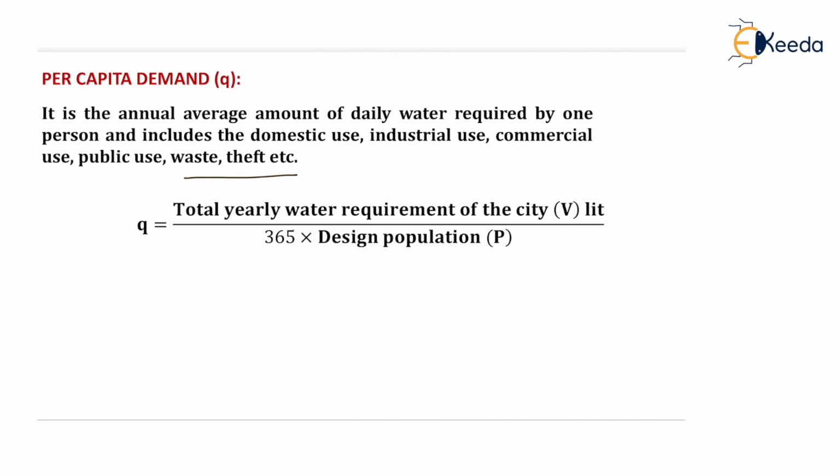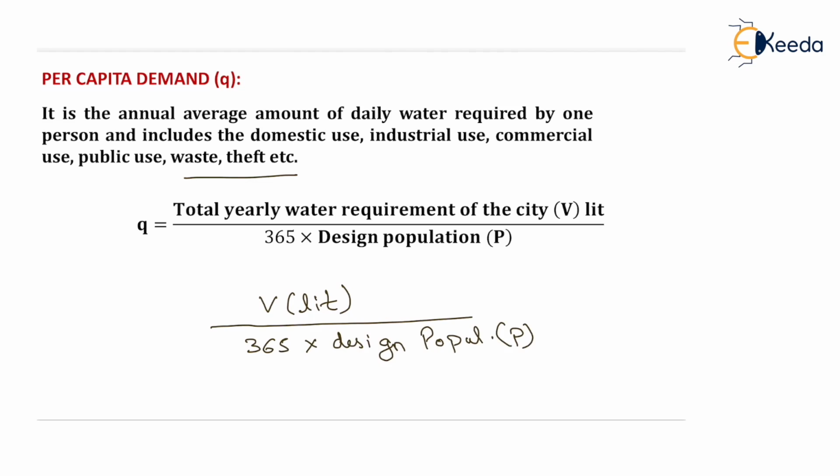Suppose that for a particular city we had provided V liters of water in 1 year. Now we want to compute the 1 day demand. So we divide this value by 365 because in 1 year there will be 365 days. So we computed the 1 day demand as V by 365. Now if we want to compute the per capita demand, it means that we want to compute the per person demand in 1 day, so we need to divide this value by the design population. So the per capita demand will be equal to V in liter divided by 365 into design population, and it will be represented by small q. That will be the per capita demand.